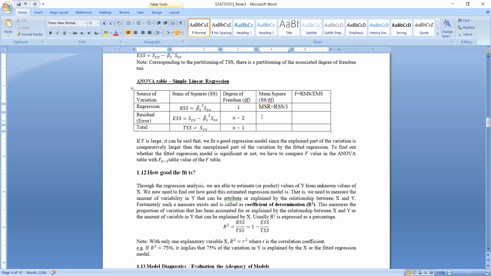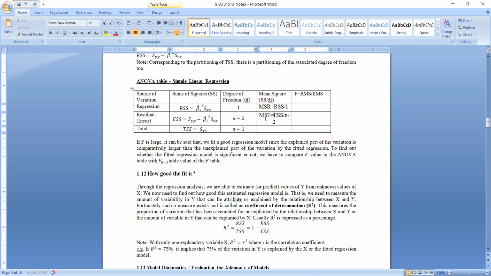When it comes to the residual, we have the error sum of squares. We take the error sum of squares and divide it by its degrees of freedom, that is n minus 2. This is equal to the mean square error, which you can also denote by MSE.